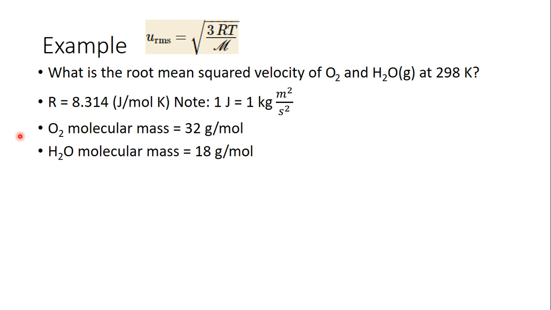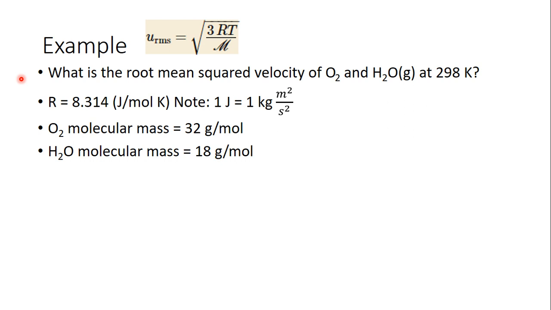So let's use this equation and see what type of problems we can use it for. I want to know, what is the root mean squared velocity of oxygen and water at 298 K? Oxygen's a gas as well. For this, we're going to use the gas constant of 8.314, where it has joules. And note, 1 joule is 1 kilogram meter squared per second squared. I have the molar masses of oxygen and water here. So see if you can figure out the root mean squared velocity of oxygen and water.